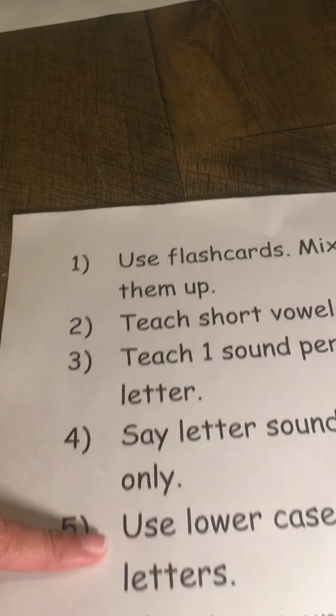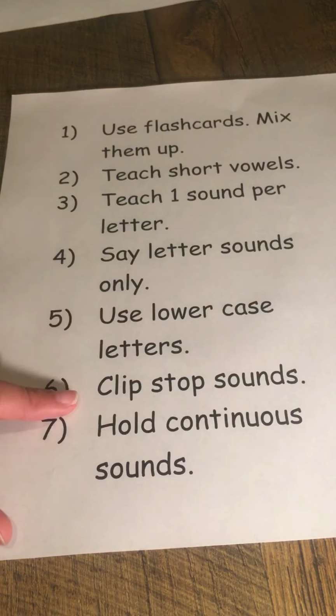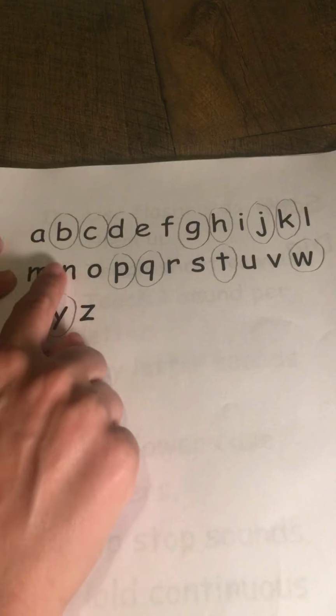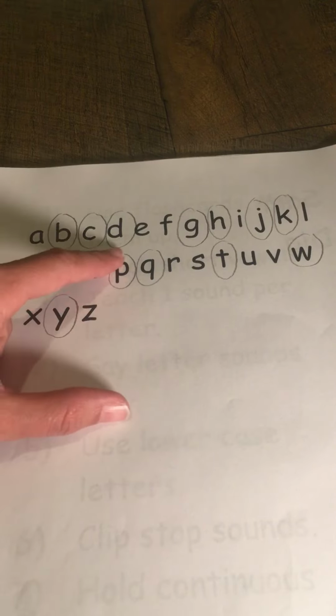Next, use lowercase letters. Clip stop sounds. So stop sounds are the sounds here that I've circled. They're sounds that you cannot hold for a long time without adding an uh at the end. So for example, b, you have to say it quickly. If you don't say b quickly, then you inevitably add an uh sound. Same with k, d, g, and so on.